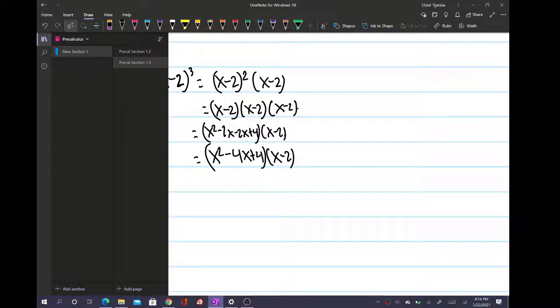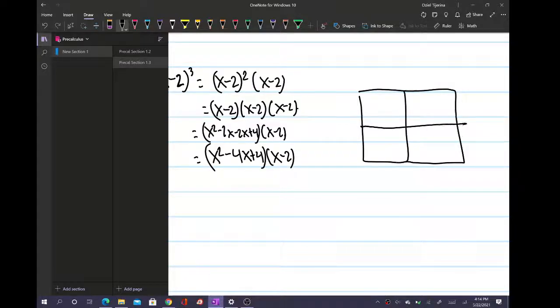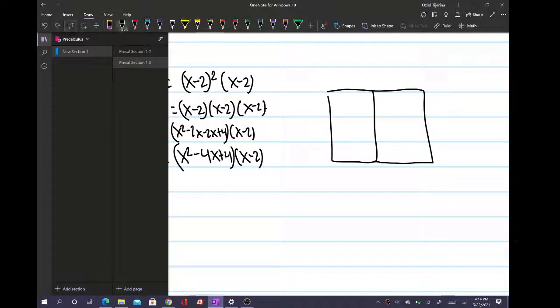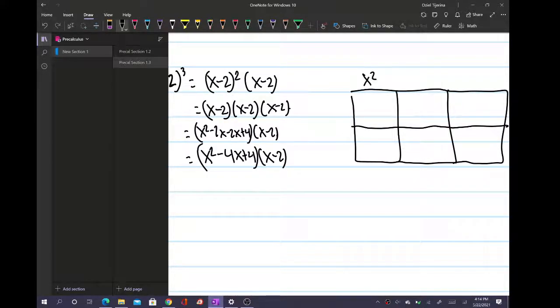But for some of us, like myself, I will admit, we have to use the box rule or FOIL method. So, let me add a third box here. So if I do x squared minus 4x plus 4, and then I do x minus 2, I say, okay, what's x squared times x? That's x cubed. Negative 4x times x, that's negative 4x squared.